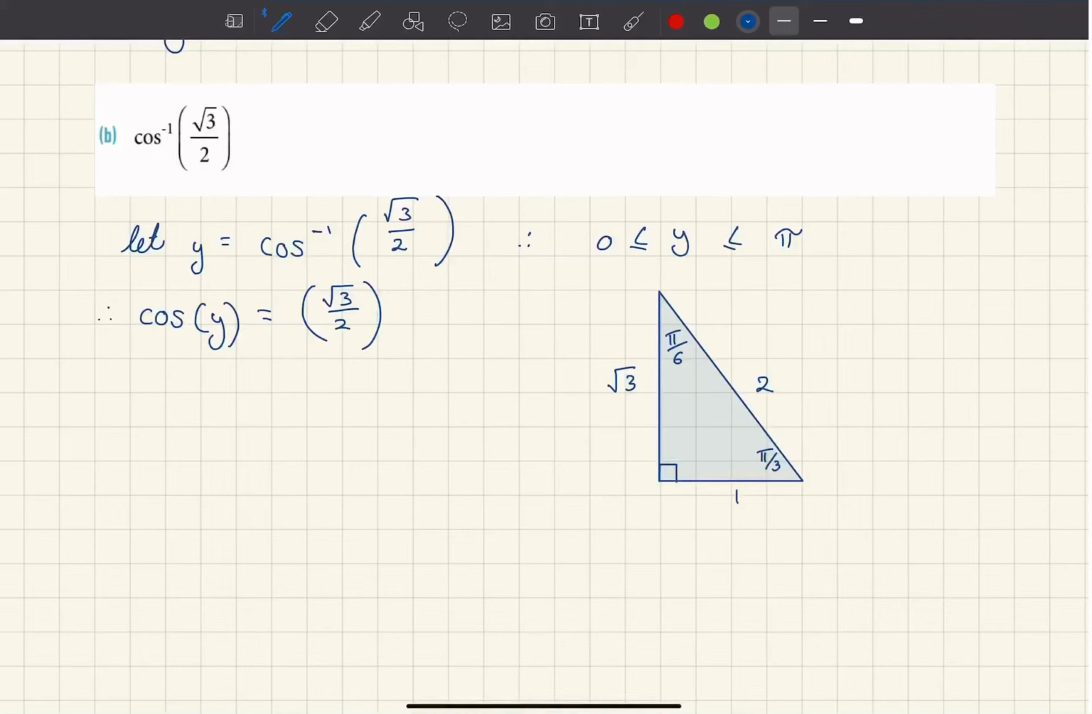So I'm looking for the angle where cos is √3/2. So cos is adjacent over hypotenuse. So which angle is √3 adjacent to? It is the angle pi on 6. So I'm dealing with pi on 6 in this case. Y equals pi on 6.